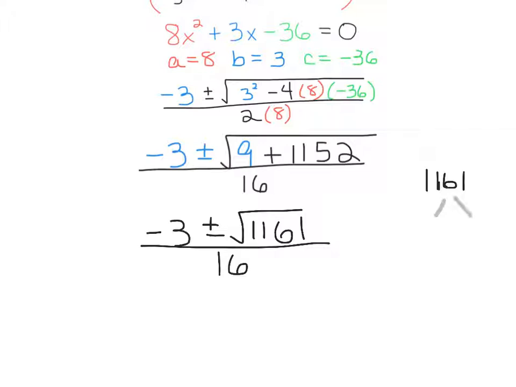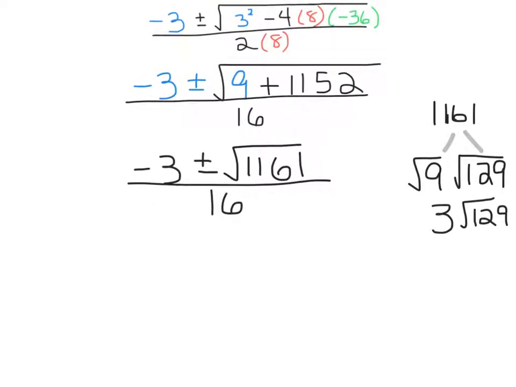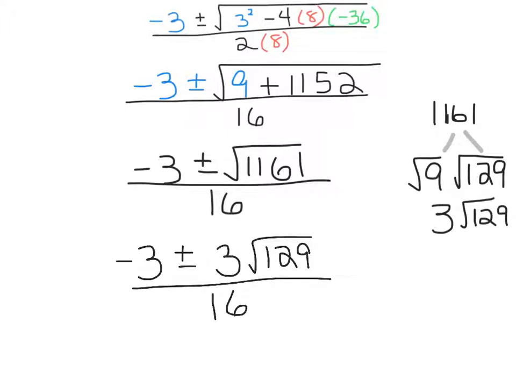So I know I can divide 1,161 by 9, and I get 9 times 129. Now 129 can't be broken down, so that's going to stay under the radical. So when I break it down, this is 3 and then square root 129. Breaking the 1161 down, I'm going to put it in here. So -3 plus or minus 3 square root 129 over 16. I can't simplify the 3's and the 16, so I'm finished.